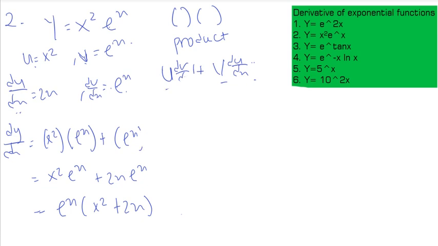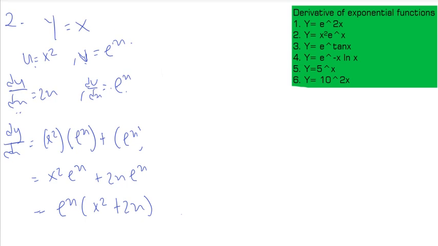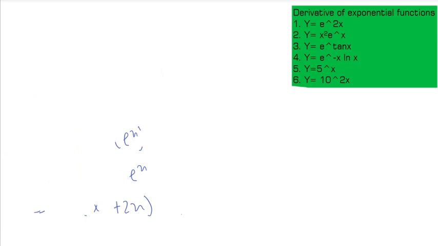So very simple stuff. Let's just go straight ahead to question 3. You can pause the video at any time if you want to write. So for question 3 now, we have something that looks complex, but it is still very easy. We have y is equal to e to the power of tan x. Remember, you just differentiate what you have here.